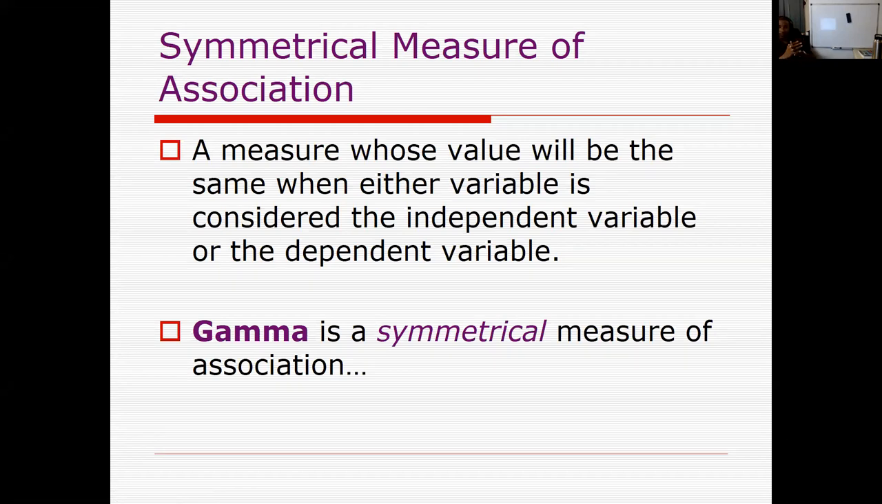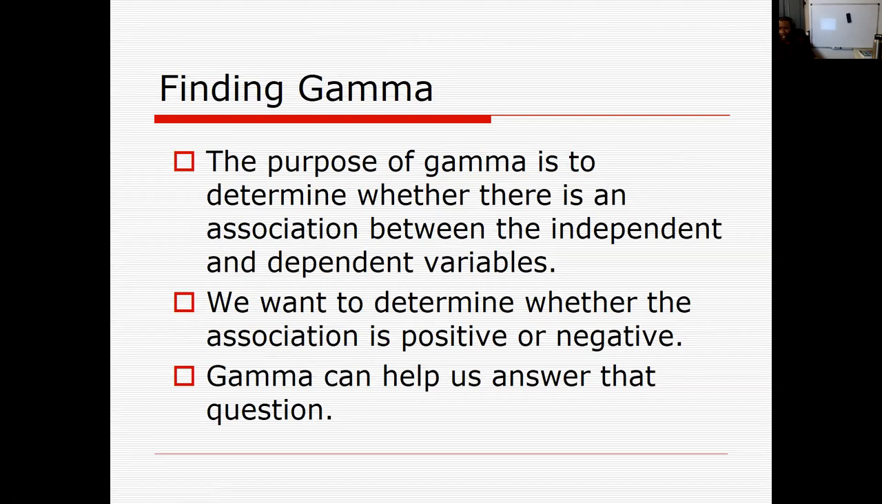So unlike lambda, gamma is symmetrical. Gamma is symmetrical. Lambda is asymmetrical. With gamma, it doesn't matter which one is the independent variable and which one's the dependent variable. You're going to get the exact same number. Now, with gamma, you're trying to determine not just the strength of the relationship, but also whether it's a positive or negative relationship. So gamma can actually give you direction. If you have a negative number, you know it's a negative or inverse relationship. If it's positive, you know that the two variables vary in the same direction.